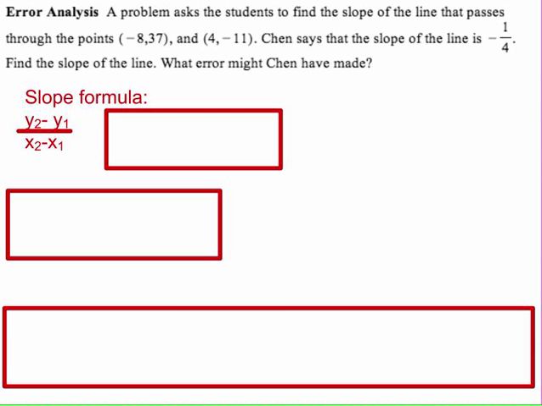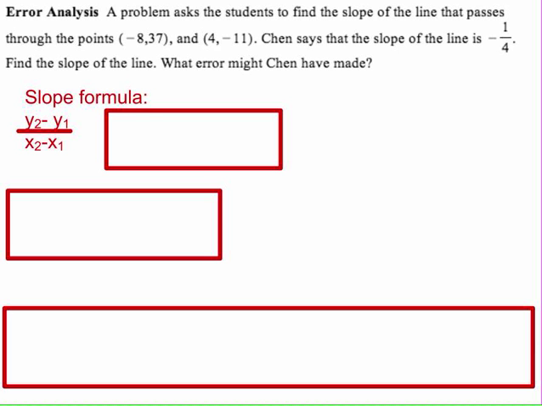Let's now look at another word problem. This one is an error analysis, so we have to see where a person made the mistake. A problem asks the students to find the slope of a line that passes through the points negative 8, 37 and 4, negative 11. Chen says that the slope of the line is a negative 1/4. Find the slope of the line. What error might Chen have made?